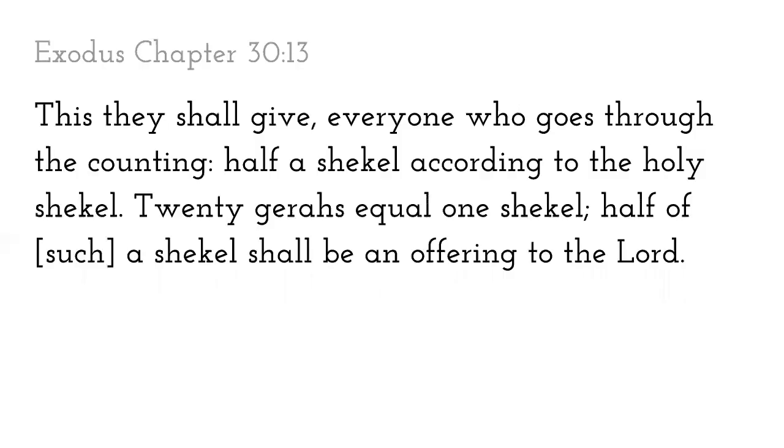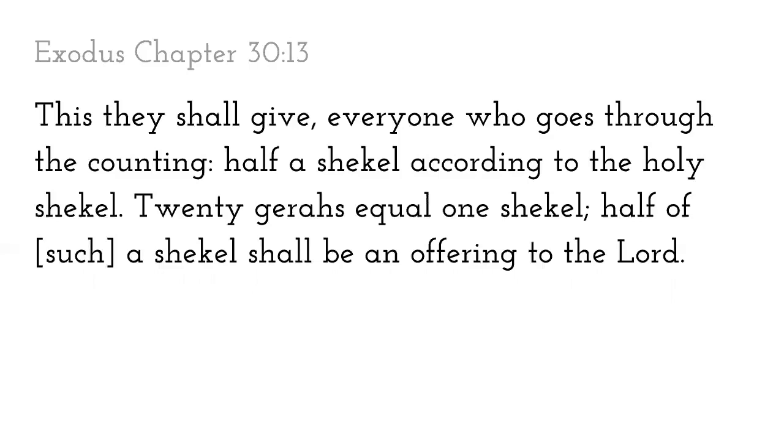Okay, and then we have Exodus now, Exodus chapter 30, verse 13. The English says, this they shall give, everyone who gets through the counting, half a shekel, according to the holy shekel, 20 gerahs equal one shekel. Half of such a shekel shall be an offering to the Lord. Okay.